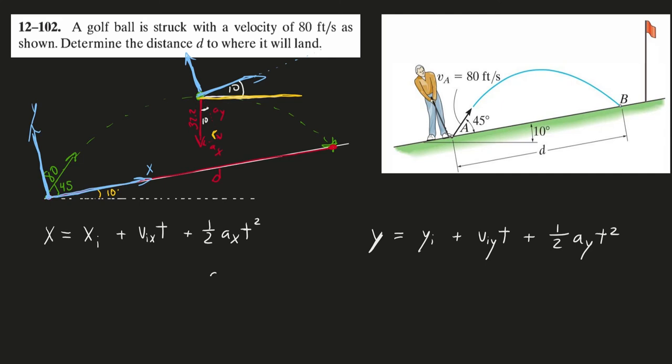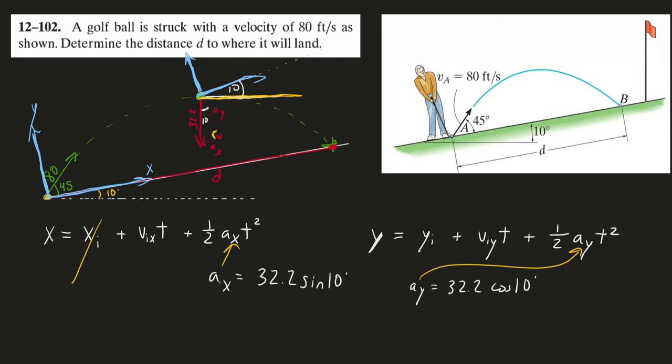So we can get ax by doing the hypotenuse, 32.2 times the sine of 10, because ax is the opposite, and ay is the adjacent, so we'll do 32.2 cosine of 10. Alright, so we'll put those numbers in here. Of course, at time equal to 0, my x-coordinate is 0, the golf ball is right here. Same for my initial y-coordinate.